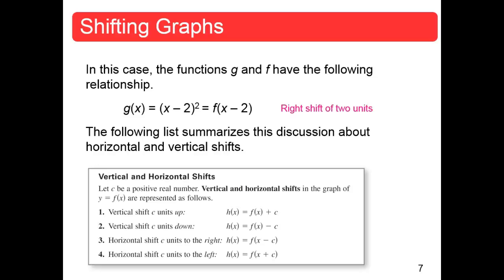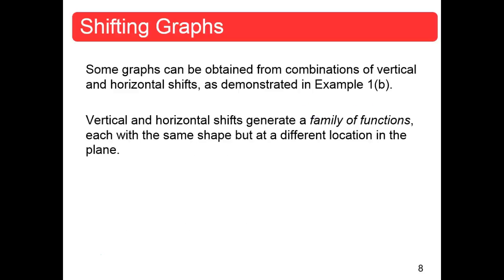Okay, right. Now, here's the other thing. If that was an x plus 2, then you know going the other way. All right, everybody got it? Some graphs can be obtained from a combination of vertical and horizontal shifts, as illustrated in example 1b. We haven't gotten there yet, but we're going to. Vertical and horizontal shifts generate a family of functions, each with the same shape, but different location on the plane. And that's what we call rigid transformations.